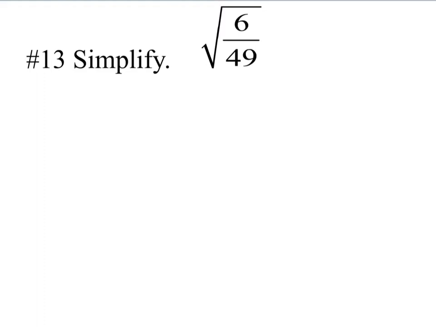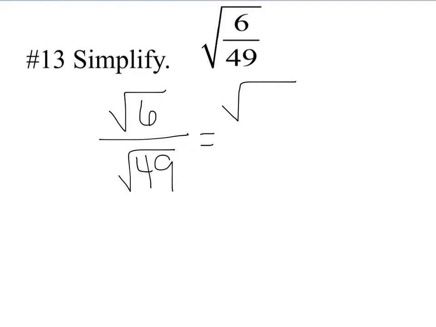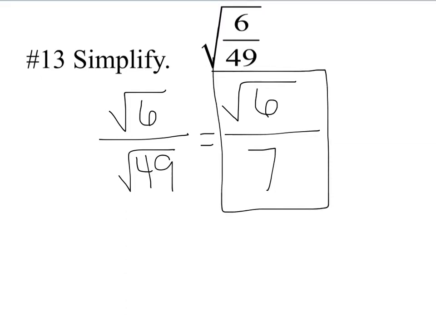All right, in this problem, we're going to go ahead and use our quotient rule, which in the past problems we've been using the product rule. So we have the square root of 6 over 49. I'm going to break it up into the square root of 6 over the square root of 49, as long as I keep that common index. We don't know what the square root of 6 is, so we're just going to leave it as the square root of 6. But we know that the square root of 49 is 7. So our answer becomes the square root of 6 over 7.